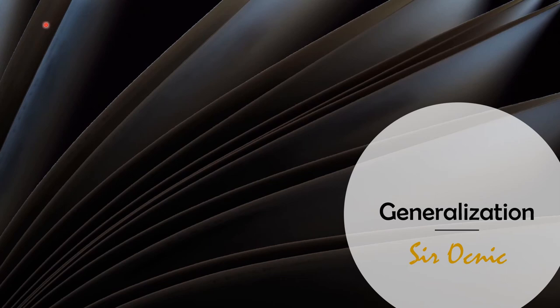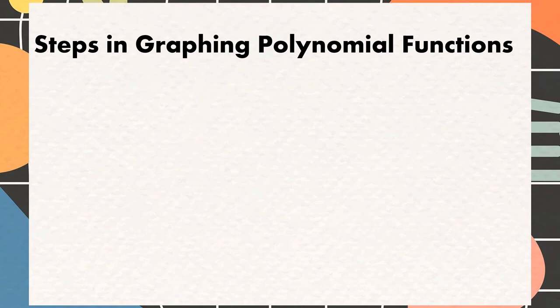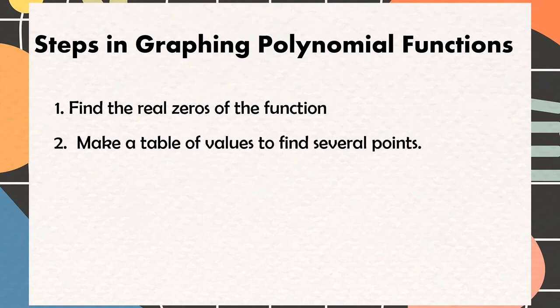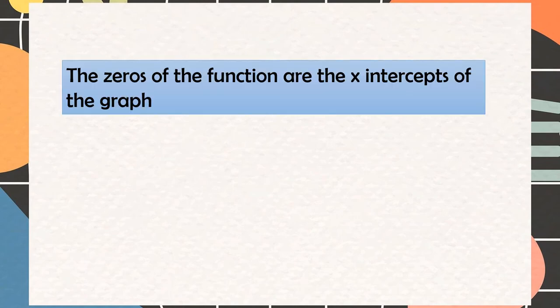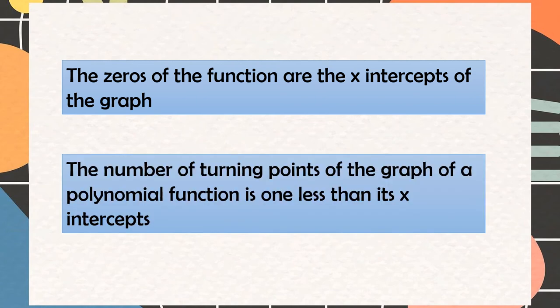Let us now summarize what we have discussed in this video. The steps in graphing polynomial functions are: first, find the real zeros of the function, make a table of values to find several points, plot the points, and draw a smooth continuous curve to connect the points. The zeros of the function are the x-intercepts of the graph. The number of turning points of the graph of a polynomial function is 1 less than its x-intercepts.